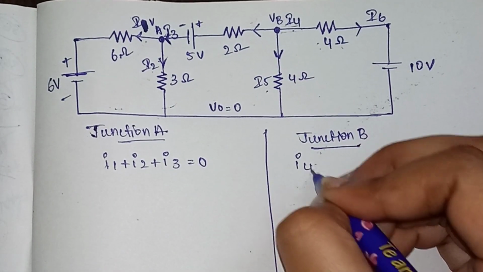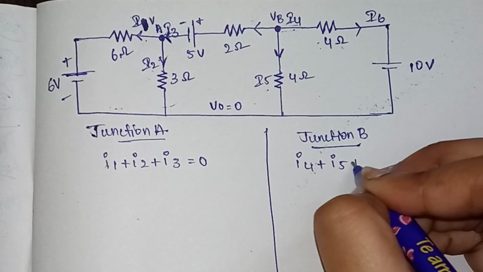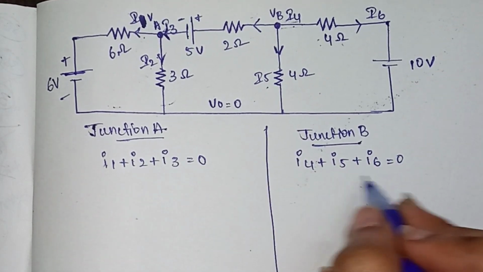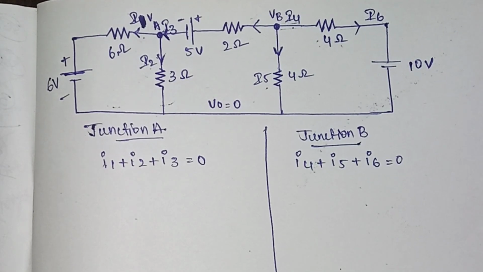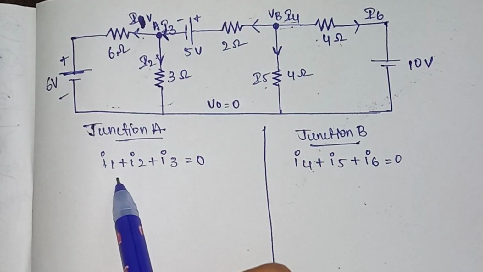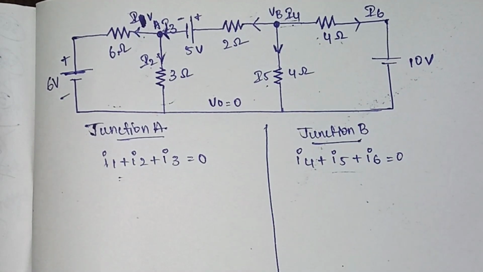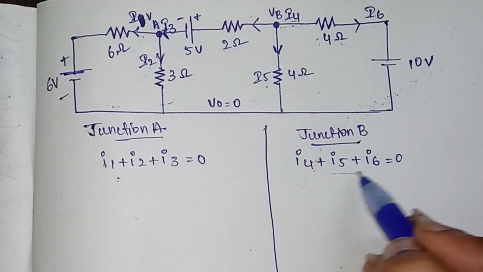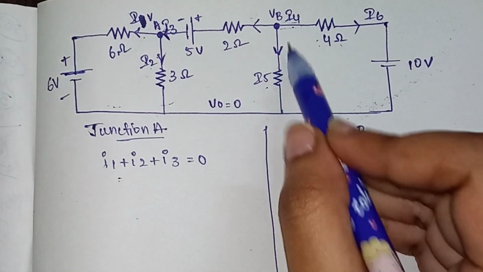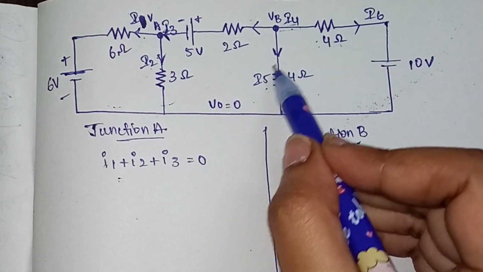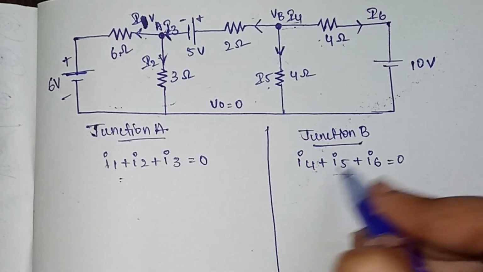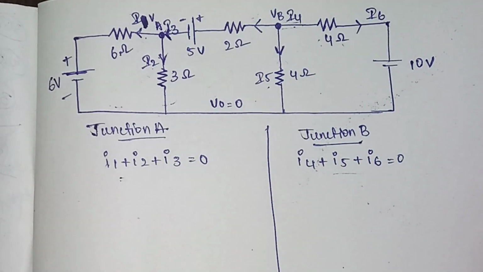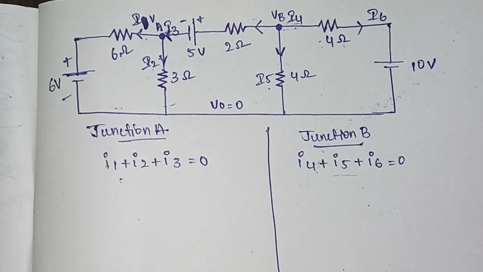So I4 plus I5 plus I6 is equal to 0. Why we are taking as positive is since all the currents are flowing in the same direction, you are taking it in the positive sign. So now if any of them is going in, suppose if you consider this I5, if it is going in incoming direction, then I5 will become negative. So the sign will be opposite to outgoing direction. You just remember like that.